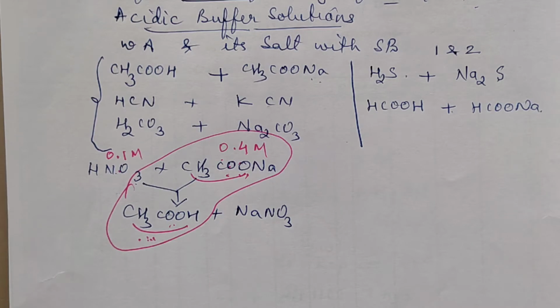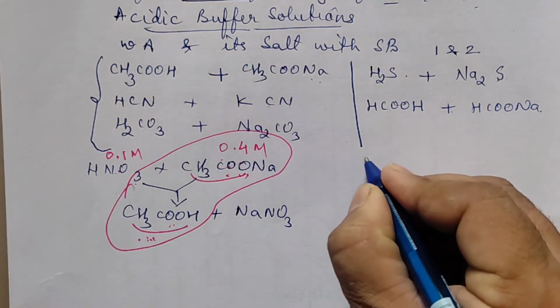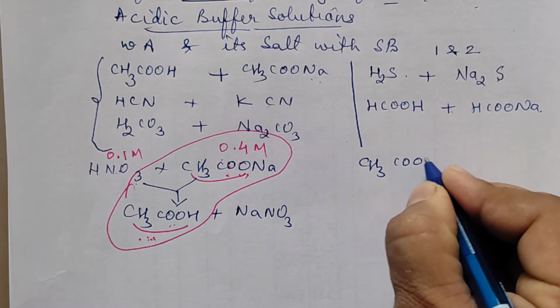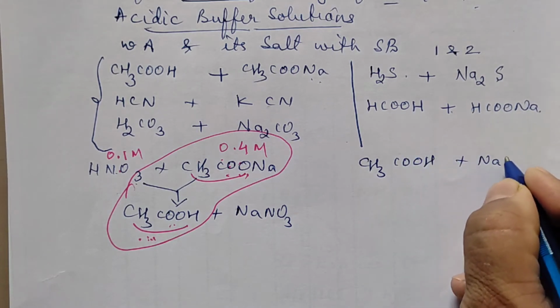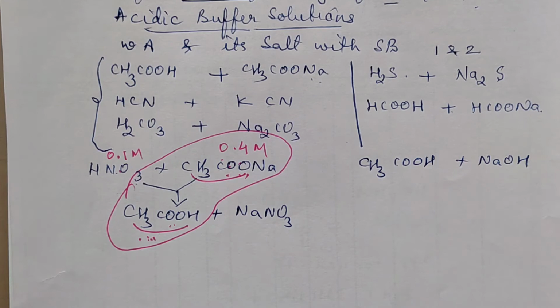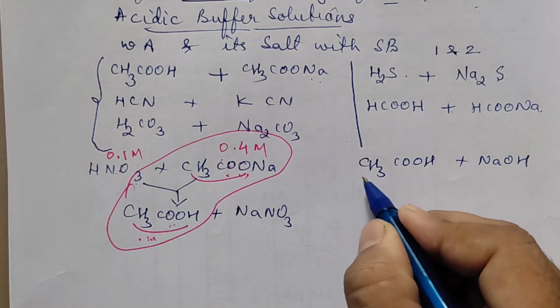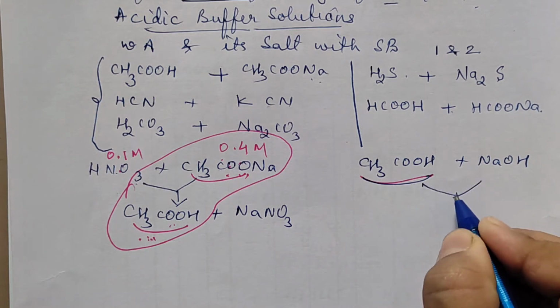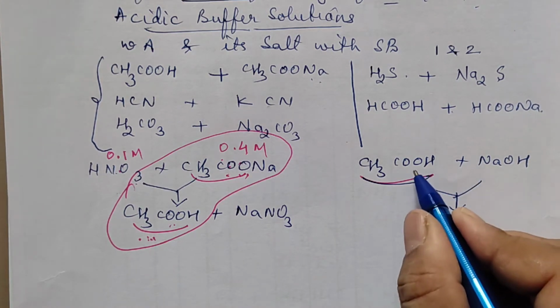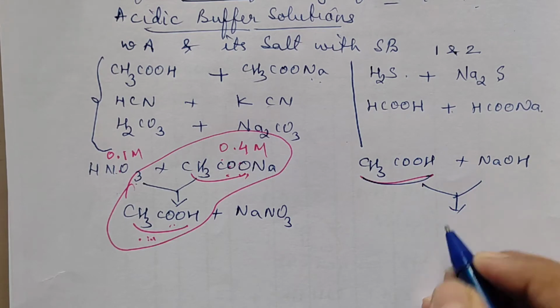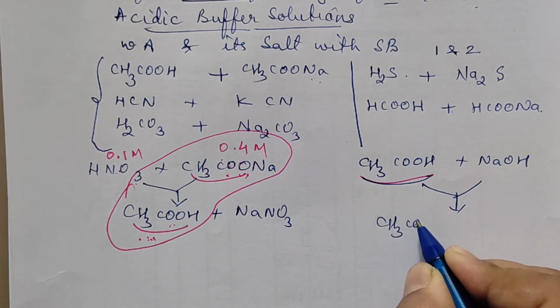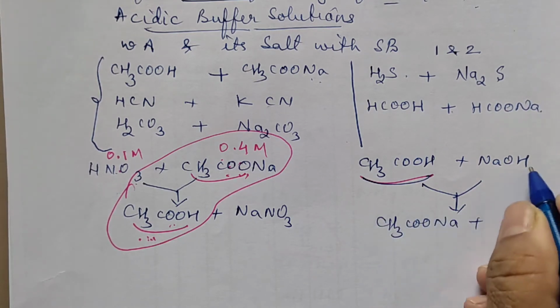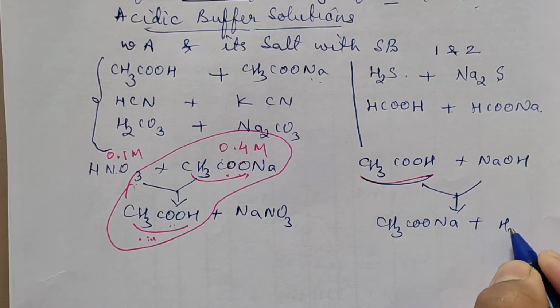Let me give you one more such example. Say acetic acid and NaOH. Now if I take this, it also doesn't look like a buffer solution because it's a strong base, but this we have seen is a weak acid, so this can be there. But now let us see what is formed when the two are reacting. It will form sodium acetate plus water, H2O.